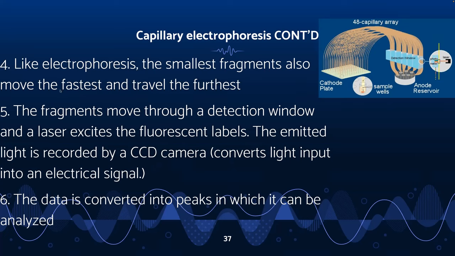The fragments move through a detection window. As you can see here, this blue area is labeled detection window. In here you can see that there is a laser. Remember, the DNA was originally labeled with fluorescent dyes. So the laser will excite the fluorescent label, which will emit light, and this will be recorded by a CCD camera. The CCD camera converts light input into an electrical signal. Then the data is converted into peaks, where it can be analyzed.